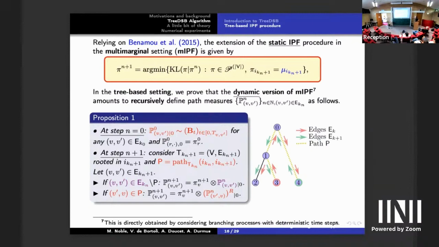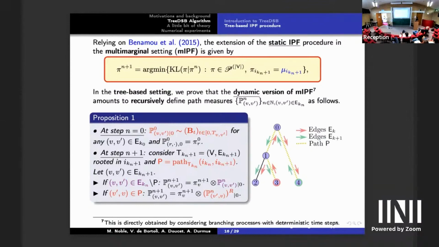Once you have all your path measures at time n, you simply have to consider the path between your new constraint, this is in yellow, and the previous constraint. So this was the constraint at time n, this is the constraint at time n+1. And what our theorem says is that you can derive all the path measures at time n+1, these are the green arrows, by either reversing the red arrows, because these are on the path between the previous and the new constraint, or simply keeping the path measures from the previous iteration. So you have two cases.